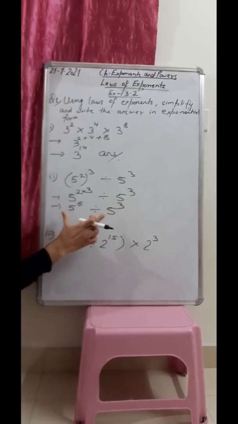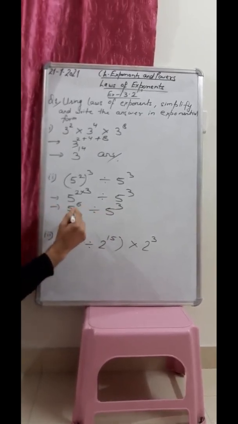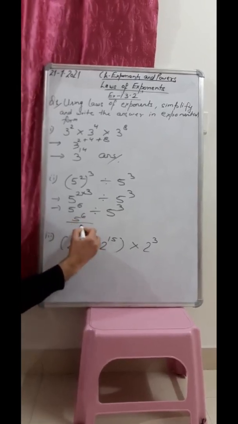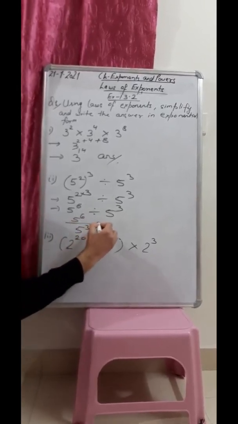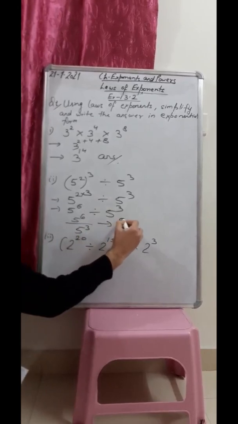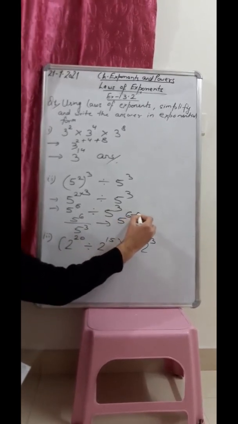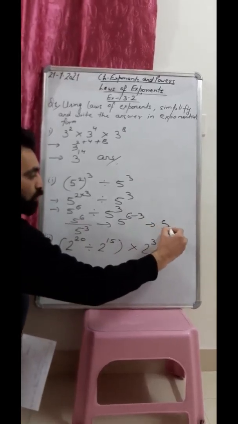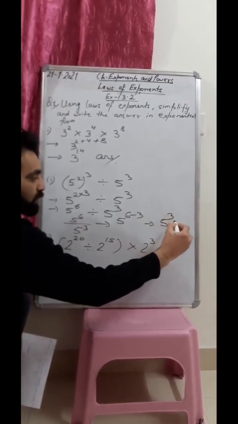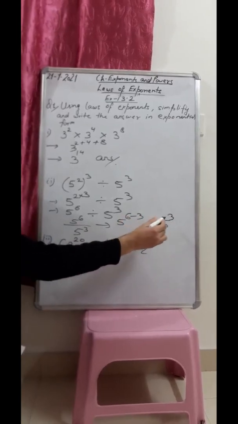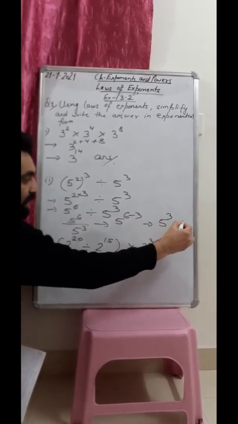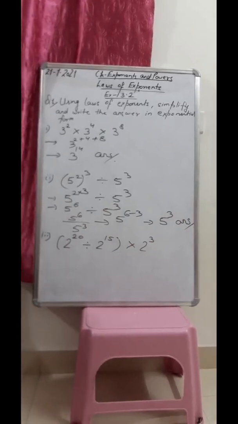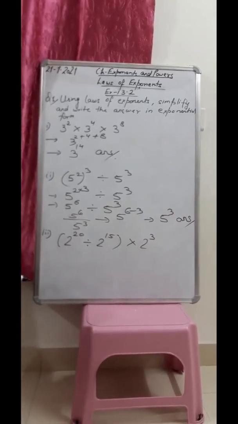Here we can see the exponents are getting divided. So we can write it as 5 raised to power 6 upon 5 raised to power 3. That means the base will remain 5 only and the powers get subtracted. 6 minus 3 gives you 3. So the answer will be 5 raised to power 3. In this way we can solve it using the law.